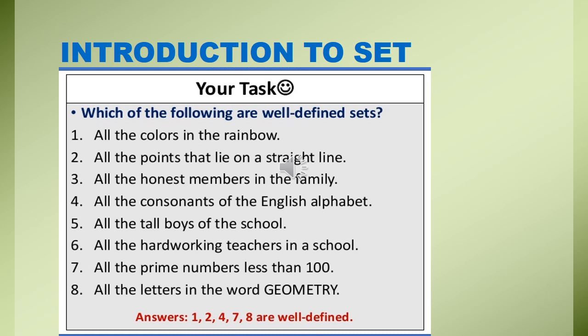Now my brilliant students, it's your turn. Are we all ready for this task? Good. You have to identify which of the following are well-defined sets. Number 1, all the colors in a rainbow; all the points on a straight line; all the honest members in the family; all the consonants of the English alphabet; all the tall boys of the school; all the hard-working teachers in a school; all the prime numbers less than 100; and all the letters in the word geometry.